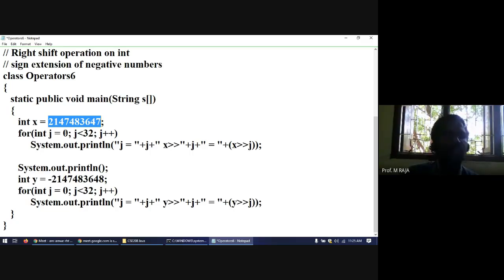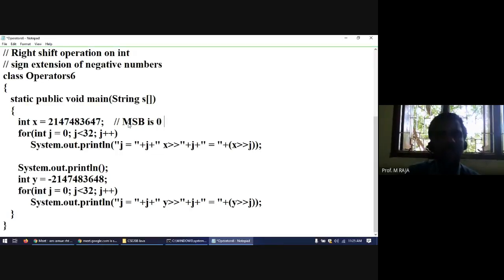Since this is a positive quantity, what is its MSB? MSB will be 0. MSB is clearly 0 since x is a positive integer. Each bitwise right shift operation divides the actual value of a variable by 2.